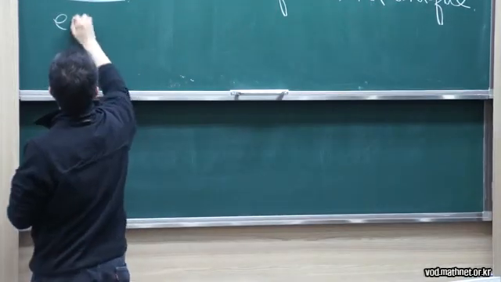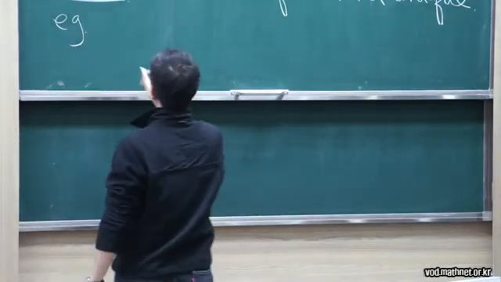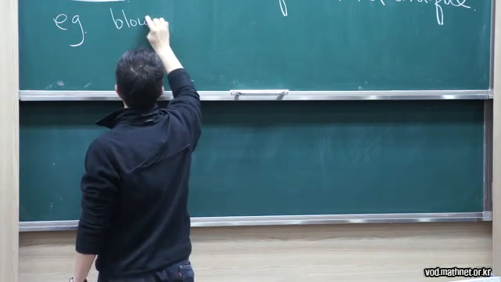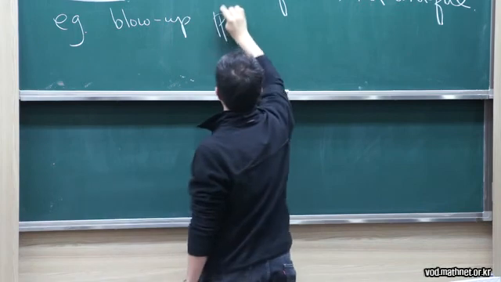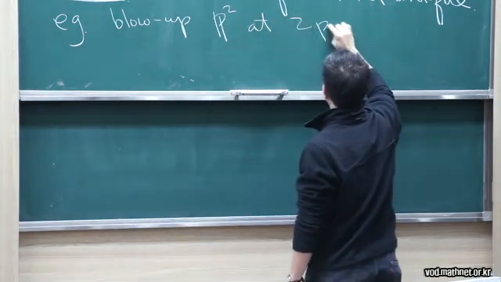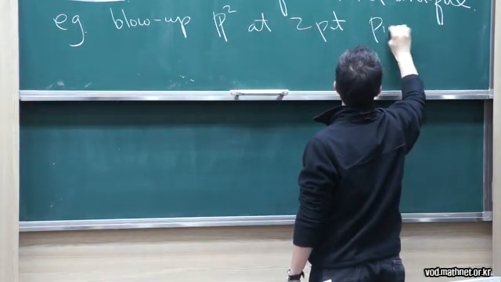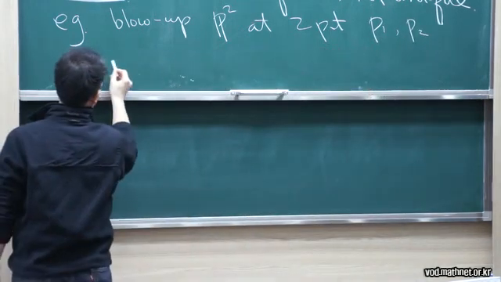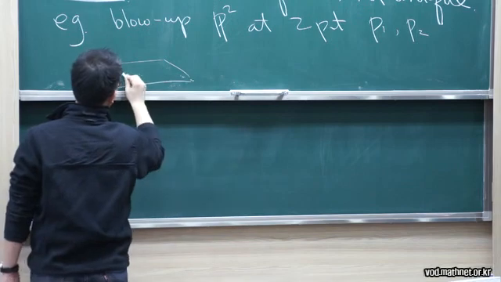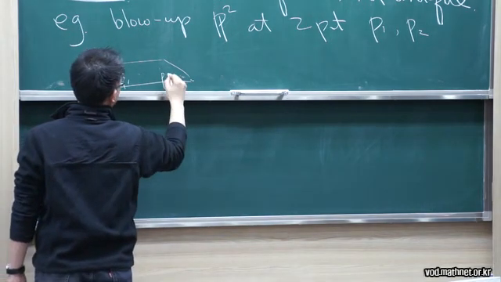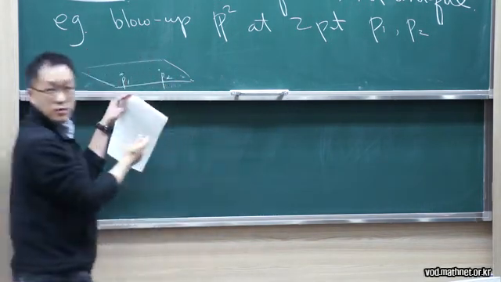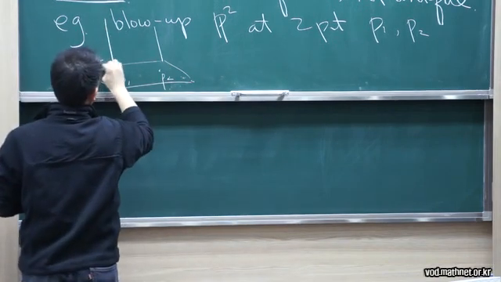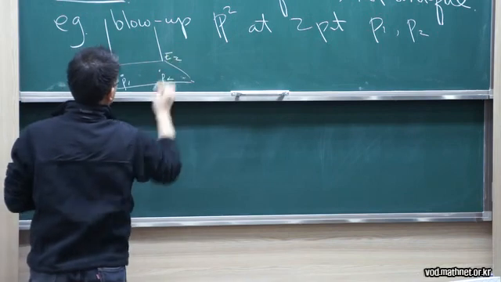And the example is this. So you blow up P2 at 2 points, P1 and P2. So if you blow up at these 2 points, you get 2 minus 1 curves, E1 and E2.